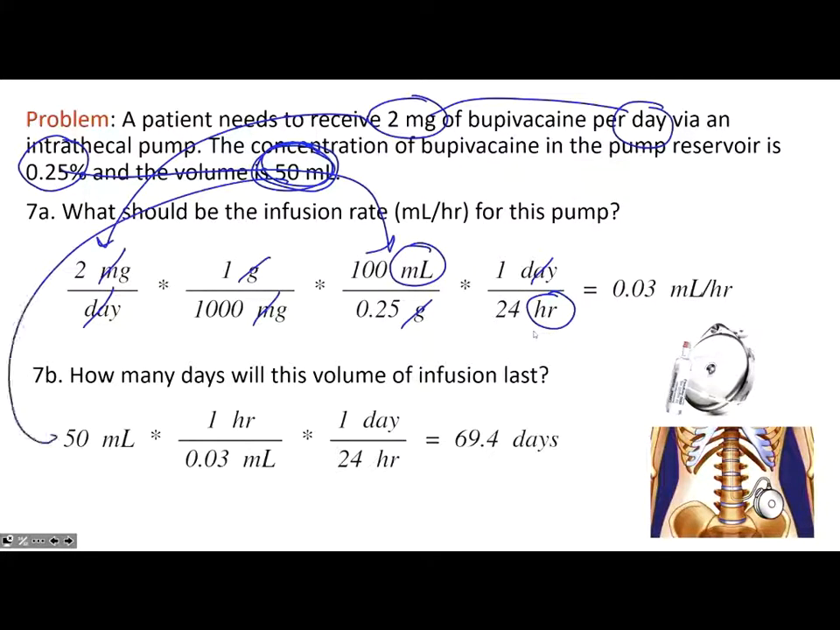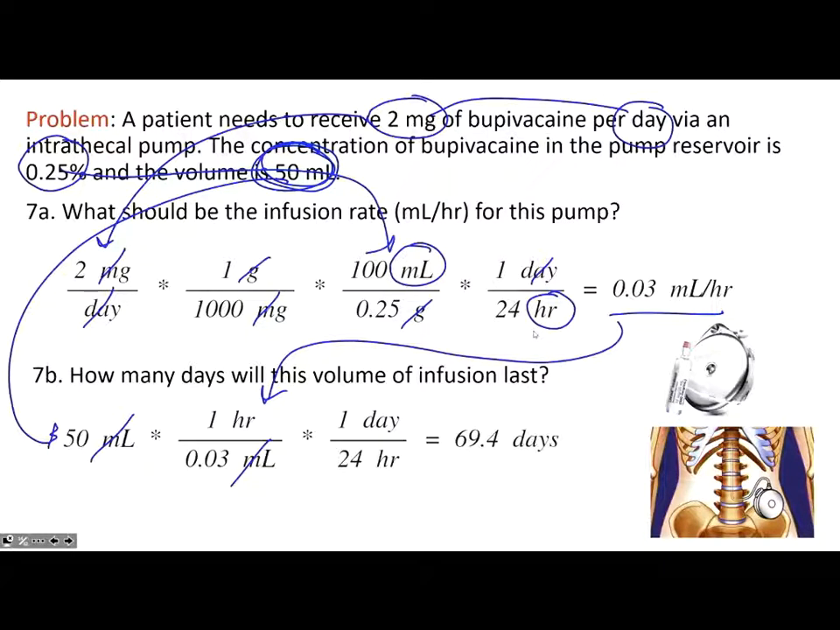So let's start this question with the fact that it will last until I pump it all out. I've got 50 mils. So what is the rate I'm pumping it out at? I'm pumping it out at 0.03 milliliters per hour. I set it up like this so that milliliters cancel, and boom, there's your answer in hours.